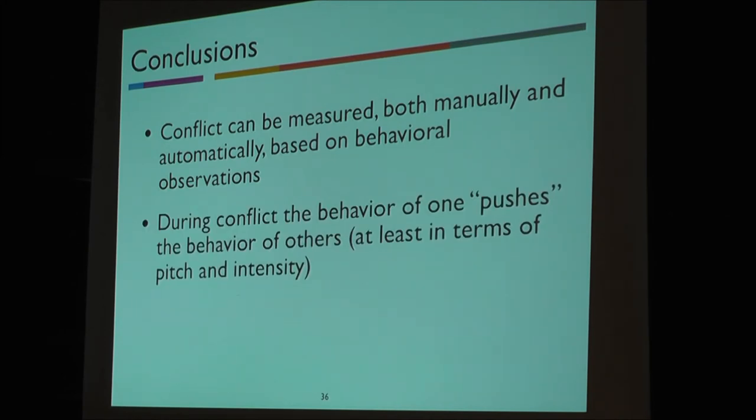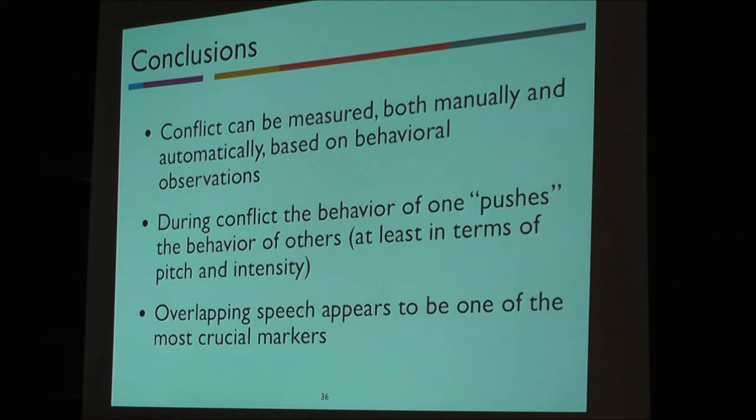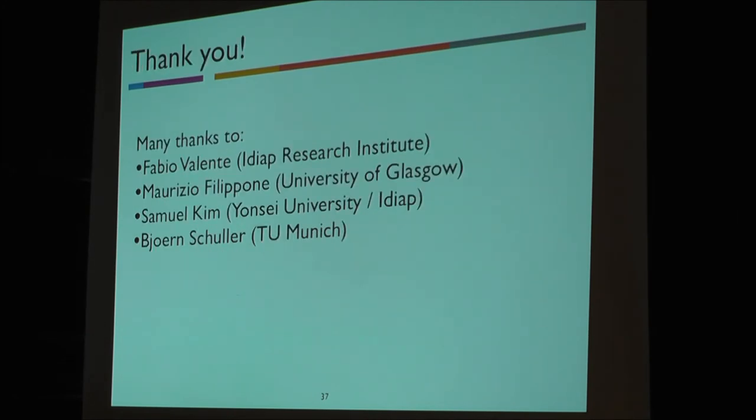It seems, based on these minima that seem to influence the decision of the regression, that the idea is that during conflict, the behavior of one pushes the behavior of the others. So I shout, you shout louder, I start to interrupt you, you interrupt me even more, and so on. And this seems to be what really drives the perception, or at least the decision of the regression approach. And overlapping speech appears, this is not a surprise, of course, but really according to the literature, overlapping speech seems to be something that can change a lot. Because once you add the automatic detection of overlapping speech, you really have a jump in terms of performance. Okay, and we are waiting for the results of the challenge to see whether there are better performances.